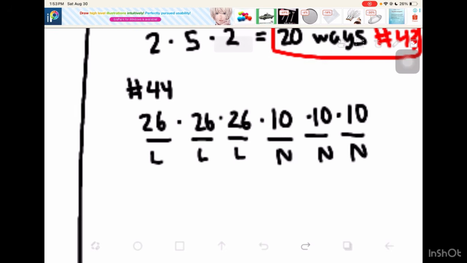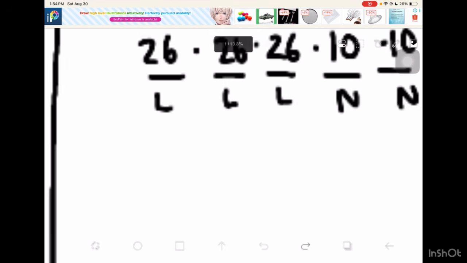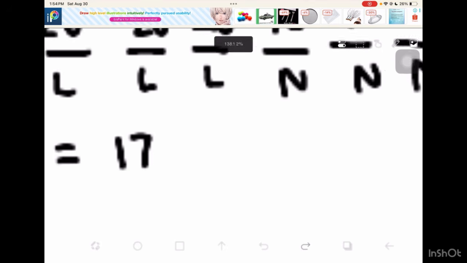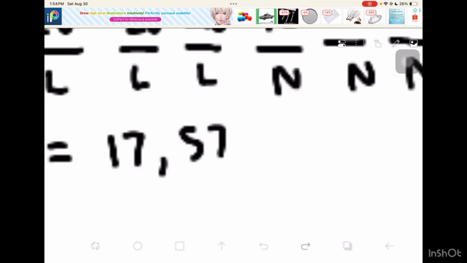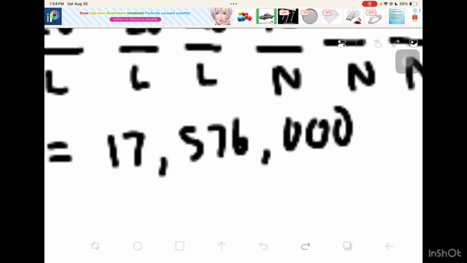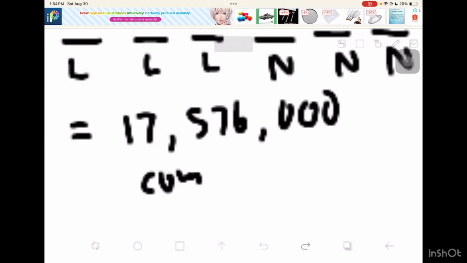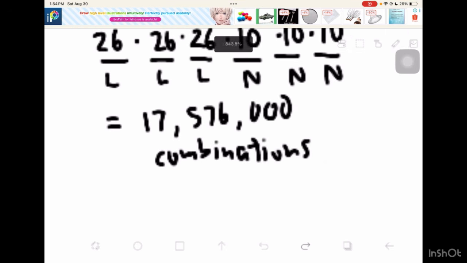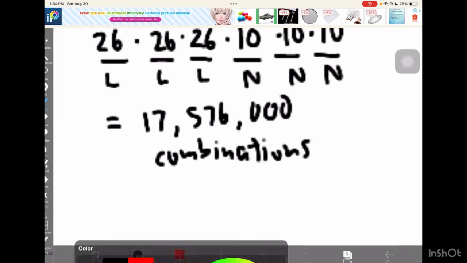So let's type this in our calculator. 26 times 26 times 26 times 10 times 10 times 10. Sorry, technical difficulty in the calculator. Anyway, we get a pretty large number, 17,576,000 combinations. And that is our answer for number 44.